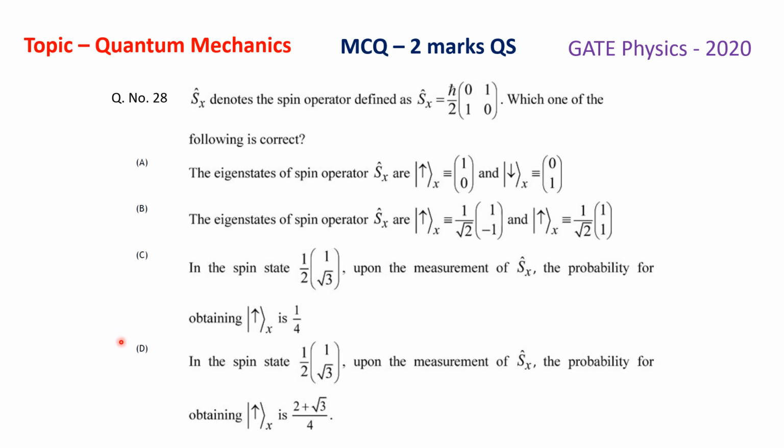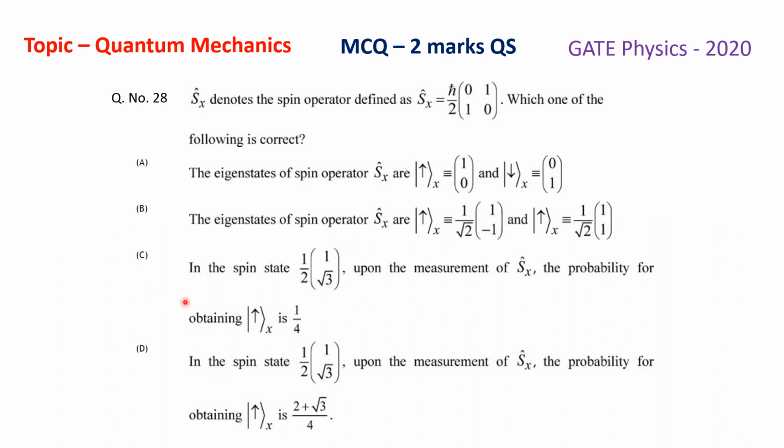There are 4 options given. Option A: the eigenstates of spin operator Sx cap are up spin equals the matrix [1, 0] and down spin equals the matrix [0, 1]. Option B: the eigenstates of the spin operator Sx cap are up spin equals 1/√2 times the matrix [1, -1], and down spin equals 1/√2 times the matrix [1, 1].